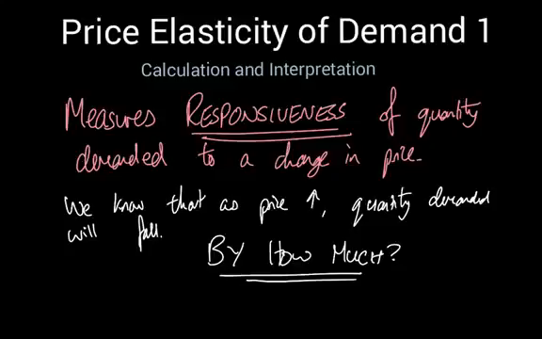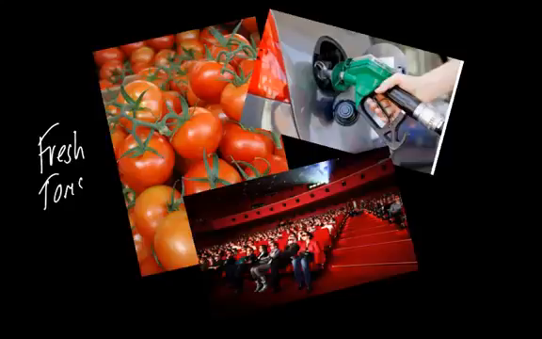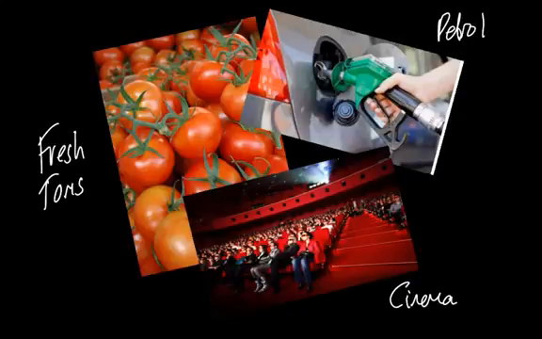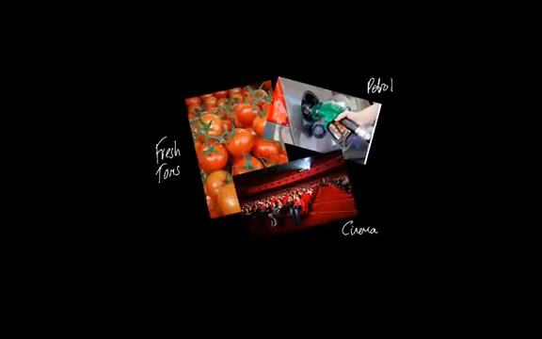And I'm going to demonstrate this with three little examples. So let's have a think about these three examples. What I've got for us here are some fresh tomatoes. Down here I have cinema tickets, and up here I have petrol. Now when you start thinking about these, it should become quite clear that there are various different relationships between the quantity demanded and price going on here. So let's think about these individually and see what we can come up with. Let's start with the petrol.